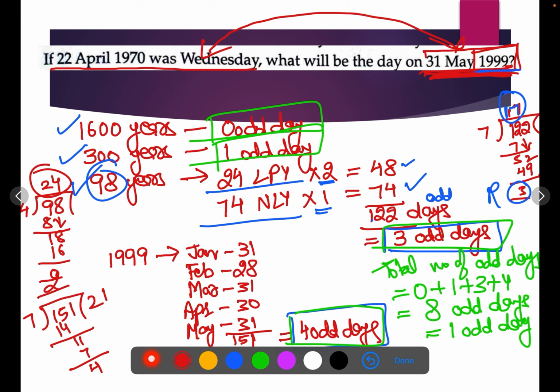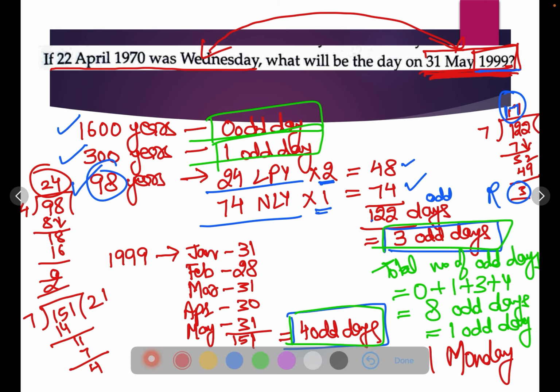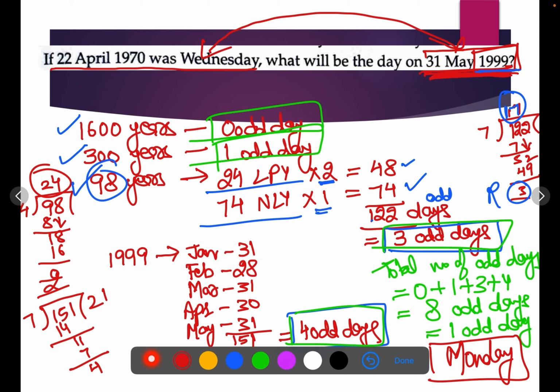So what will be my answer? 1 odd day means, what is the day code? 1 stands for Monday. That means on 31st May 1999, the day is Monday. It is not difficult, it looks difficult, but you have to be very clear, look at the year and move accordingly. I hope you could find it now.